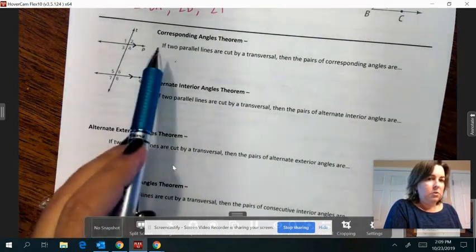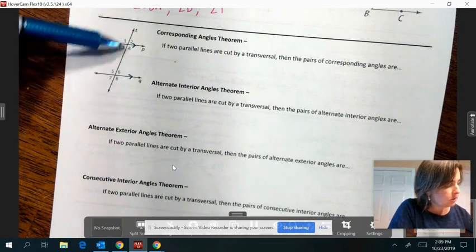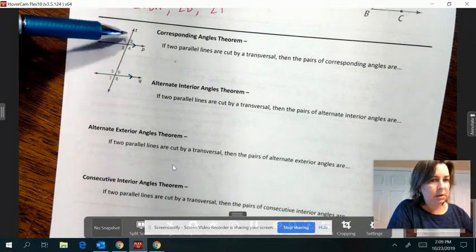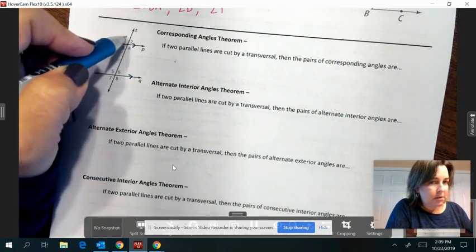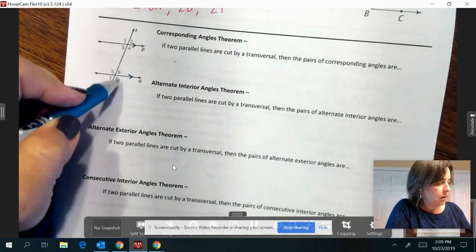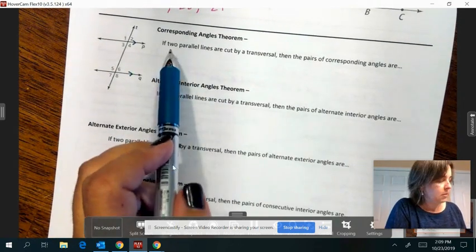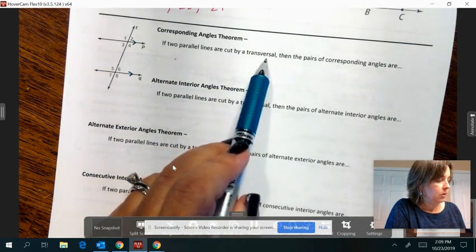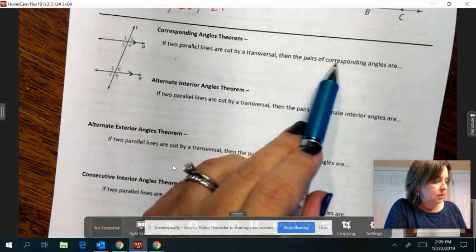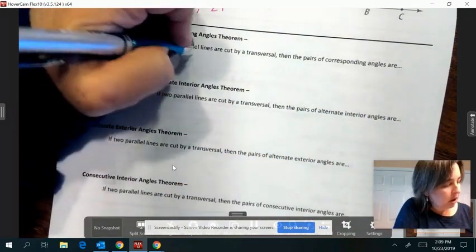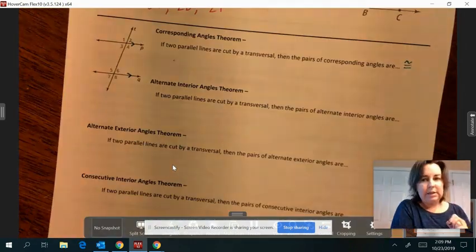Okay, so we have 2 lines that are parallel. We have this line, line T, which is the transversal. It intersects 2 separate lines. That makes it a transversal. And it makes a set of 4 angles up top and a set of 4 angles down on the bottom. So a total of 8 angles. Okay, so the first theorem says if 2 parallel lines are cut by a transversal, which is what's happening in this picture, then the pairs of corresponding angles are, I want you to put congruent to finish that sentence.